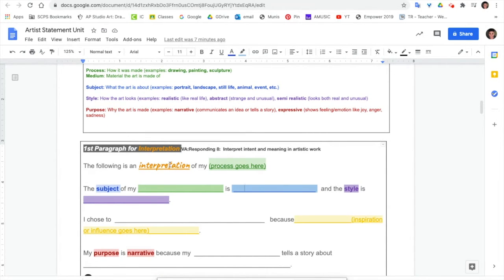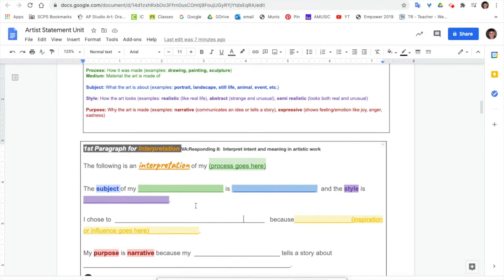So here you would write what your process is. So if this were a sculpting class, the following is an interpretation of my sculpture. So you notice this is green and so is this. The subject of my sculpture, now you might be making a drawing or a painting, is, and then you give me what the subject is. A subject, remember, is the main idea, okay? And it may be a portrait or a landscape or a still life, or it may not be.